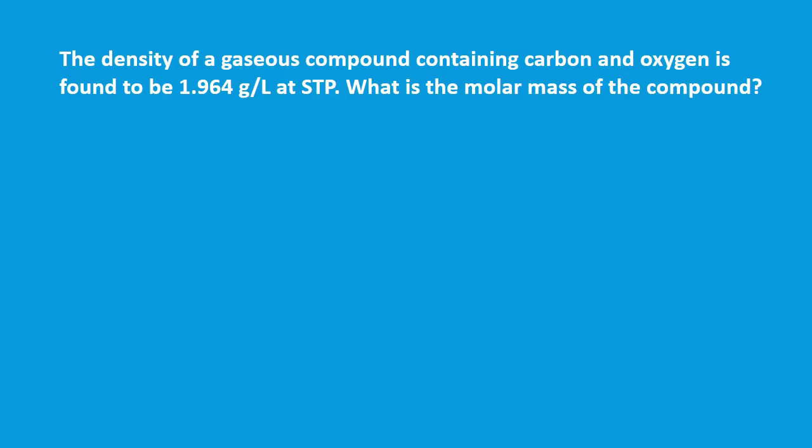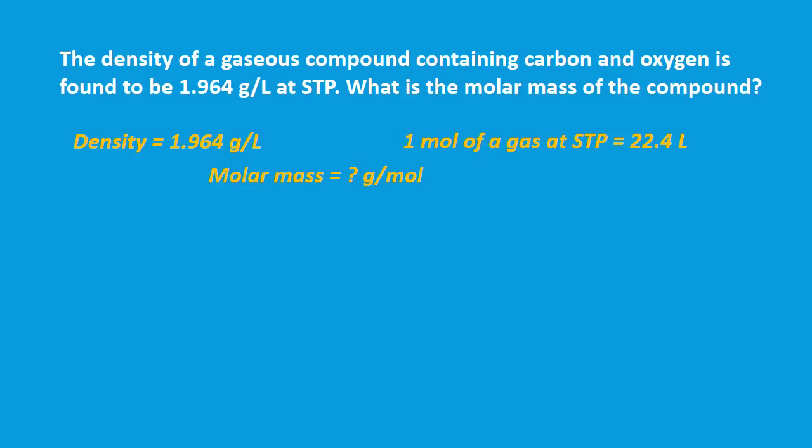So here, the density of a gaseous compound containing carbon and oxygen is found to be 1.964 grams per liter at STP, so standard temperature and pressure. What is the molar mass of the compound? So we look at what we're given. We're given the density. We know the relationship between 1 mole of a gas at STP and its volume is 22.4 liters per mole, and we want to find the molar mass.